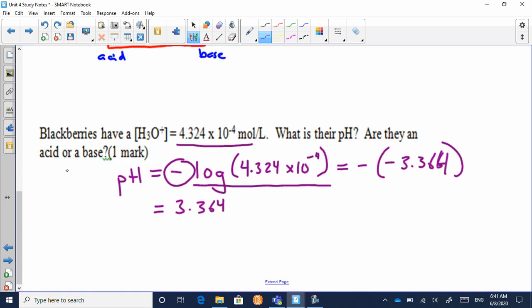Now, it says, is it an acid or a base? Well, if it was from 0 to 7, it would be an acid, which it is. So therefore, it's acidic. If it was from 7 to 14, it would be basic. If it was exactly 7, you would say it's neutral. Okay, so that's a good example of that question.